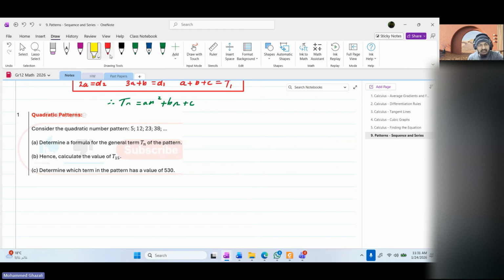Find the formula for the general term. So 5, 12, 23, 38. We'll put that down: 5, 12, 23. You don't need all 4 terms. You just need 3 terms for quadratic, okay? So 12 minus 5 is 7. And then 23 minus 12 is 11. And then if you take the second difference, it is 4.